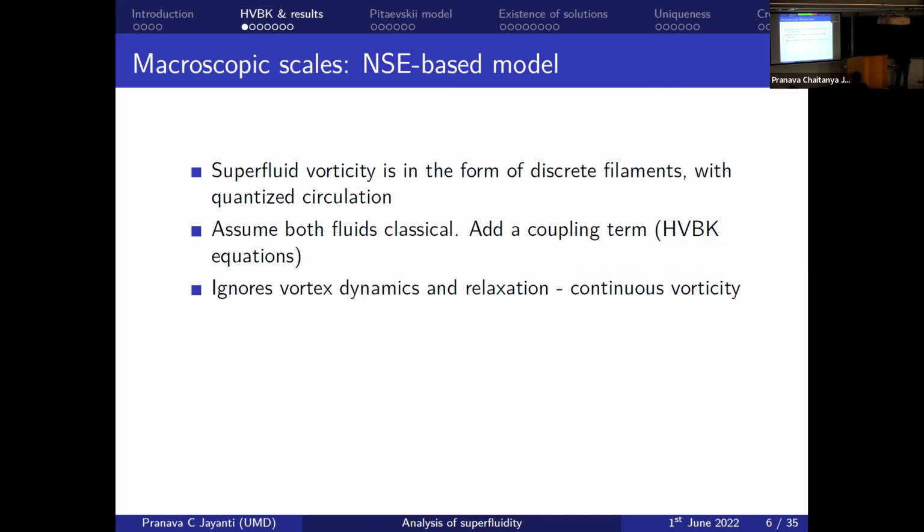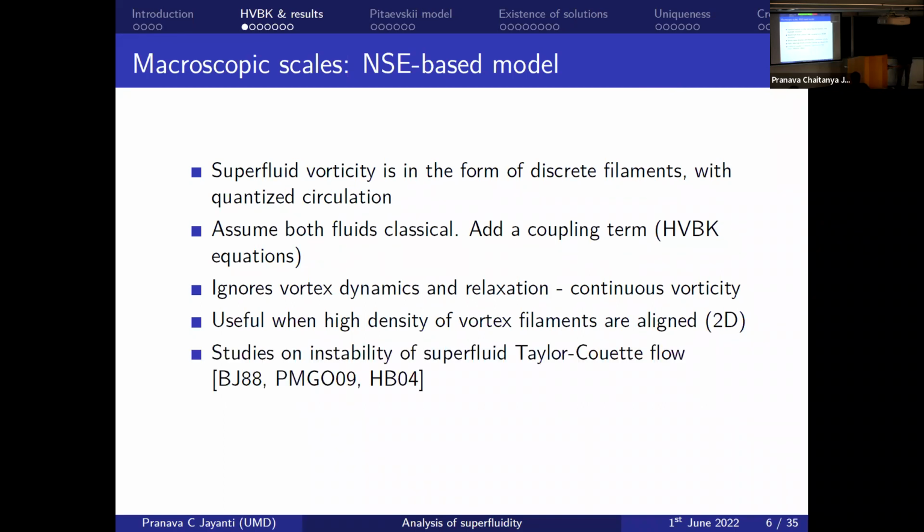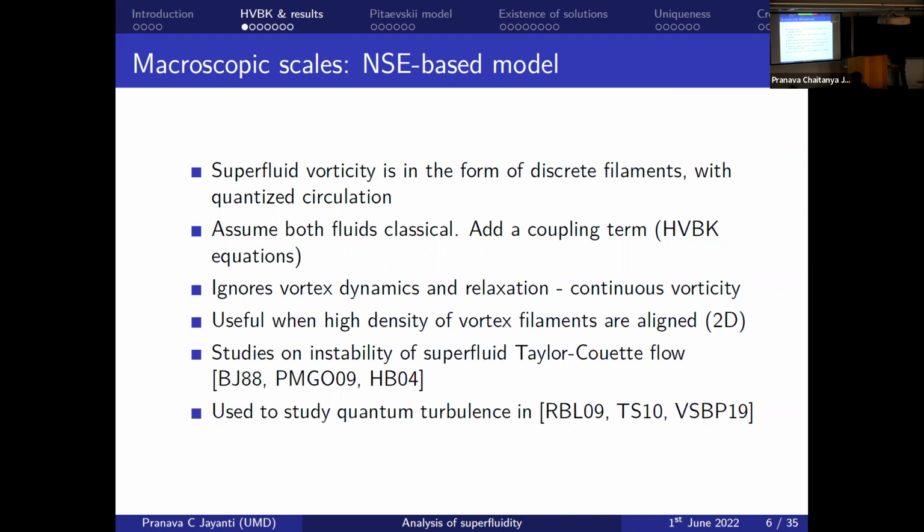So this model ignores vortex dynamics and relaxation, all right? It assumes a continuous vorticity field, not discretized filament structures. It's useful when there's a high density of vortex filaments that are well aligned, like in 2D flow, right? And therefore, it's been used quite a lot to study the instability of superfluid Taylor-Couette flow. A modification of this, the original HVBK equations, have also been used to study quantum turbulence and figure out what the behavior of various length scales are, the scaling laws and stuff.